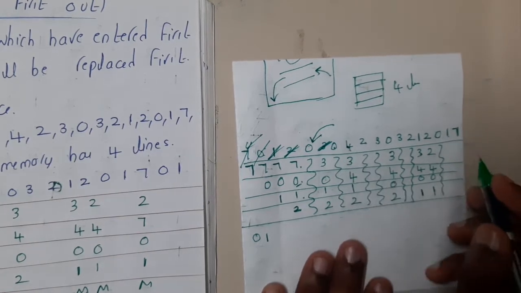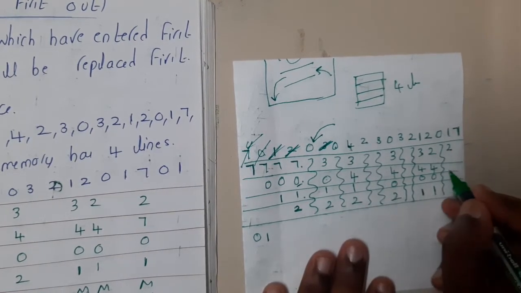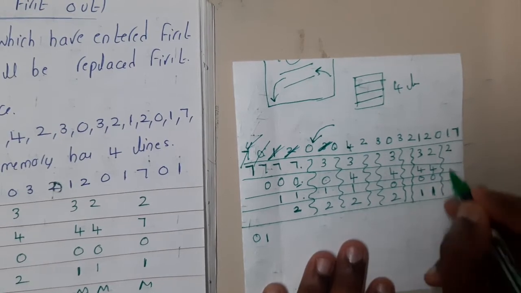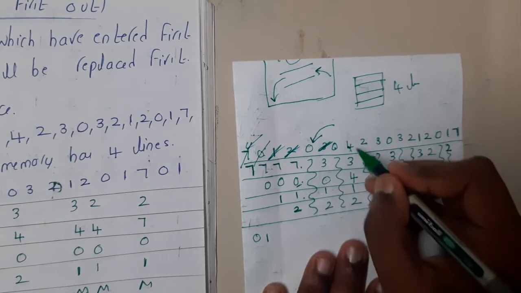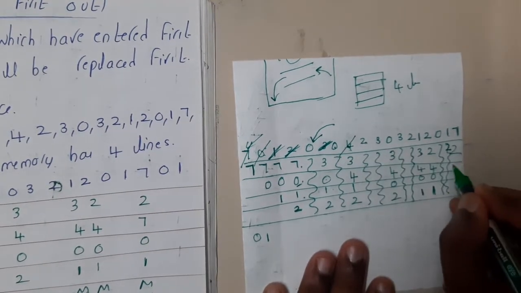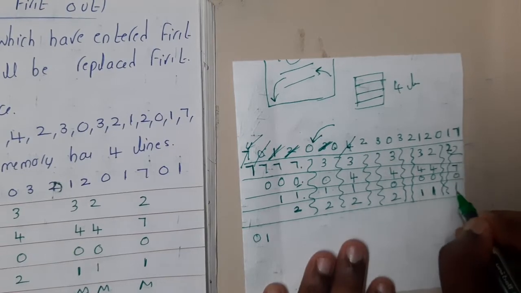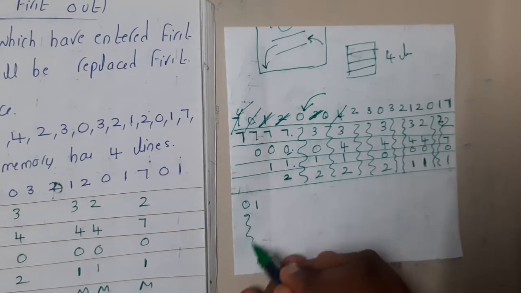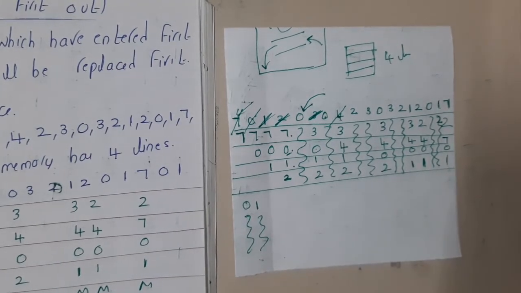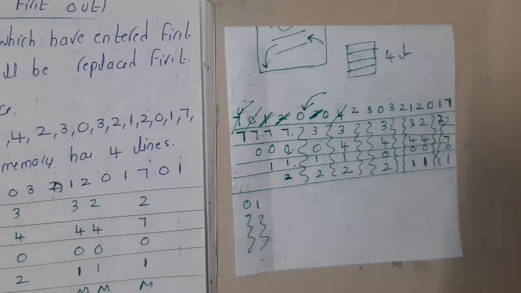The next item is 4. Sorry, 1 already has its slot, right? So there is nothing to do. Now coming to 7. 7's place will be occupied by 4, right? So 2, 7, 0, 1. Now coming to the below: 0 is already having a slot, and 1 is also having a slot. So at the end, we got this as a result, guys.